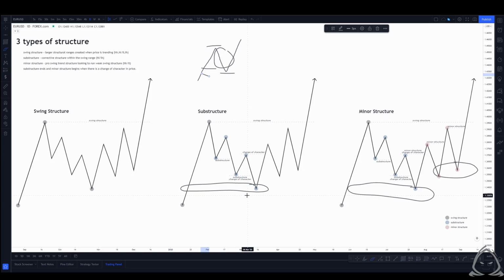Now, of course, we might not want to look for entries at that point because we don't have enough confirmation, but we don't necessarily have to look for entries at that particular point, at that higher low. We don't have to be the first ones into a trade. We can wait for additional confirmation.